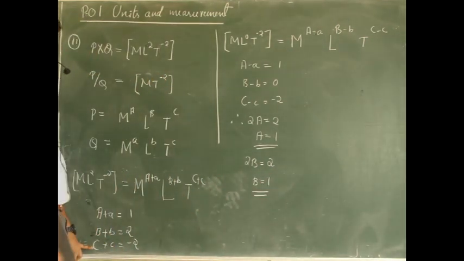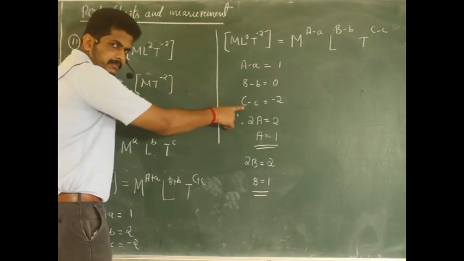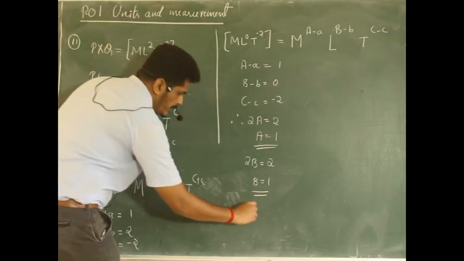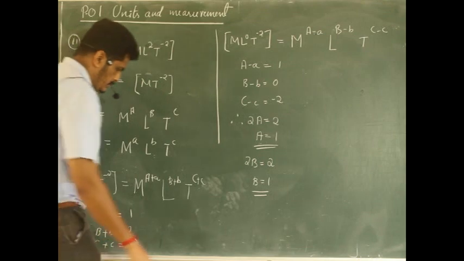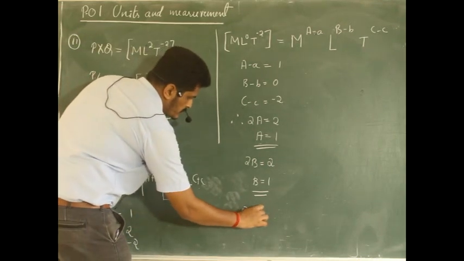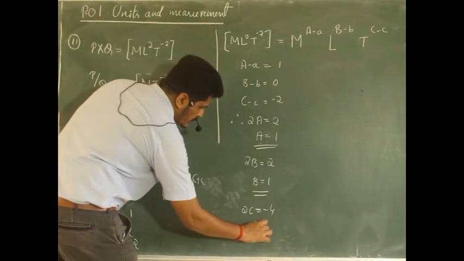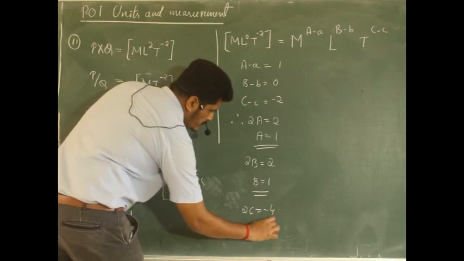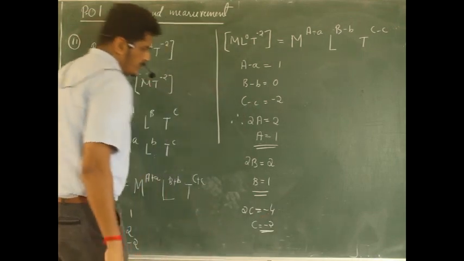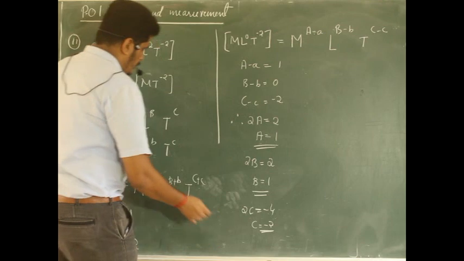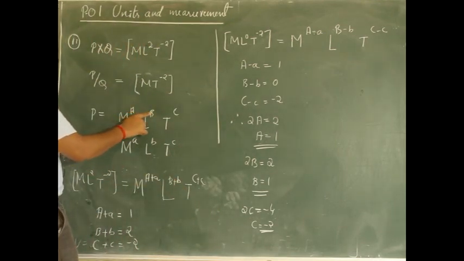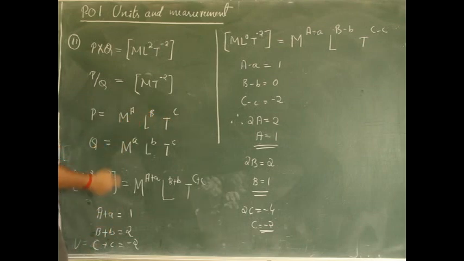Similarly, let us go for the third equation. c plus c is equal to minus 2, as well as c minus c is equal to minus 2, and here what we get is, let us check, 2c is equal to minus 4, or c is equal to minus 2. So now I'll just write down the values of capital A, B and C for the value of P, just writing down the dimensional formula of this.